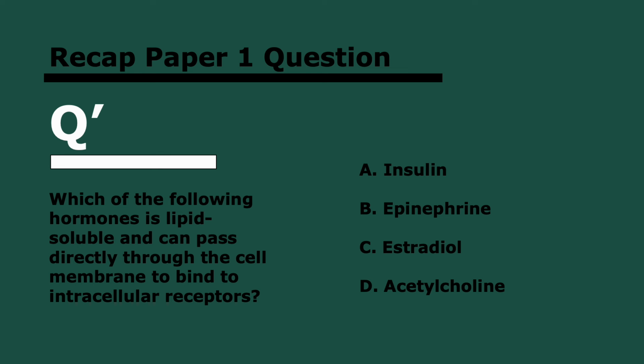The next question, which of the following hormones is lipid soluble and can pass directly through the cell membrane to bind to intracellular receptors? This is a memory game. Let's see you remember. 3, 2, and 1.